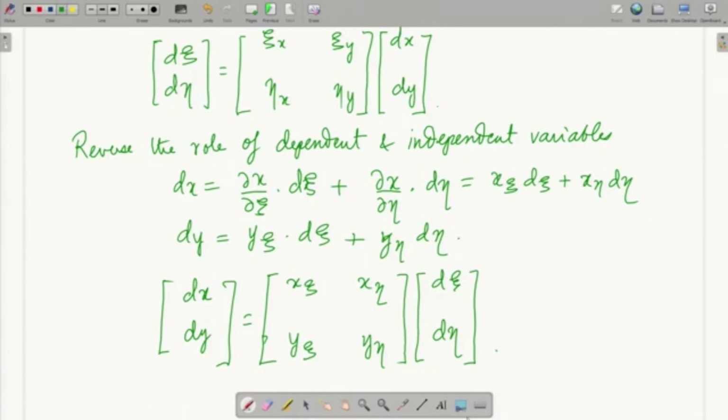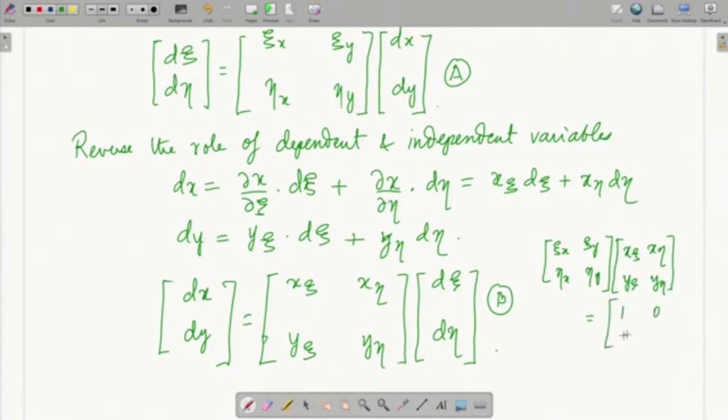So, what do we have from these two? If we call these two equations as say A and B, and if we put them together, we realize that if these two are multiplied, they are 2 by 2 matrices, they will produce an identity matrix.